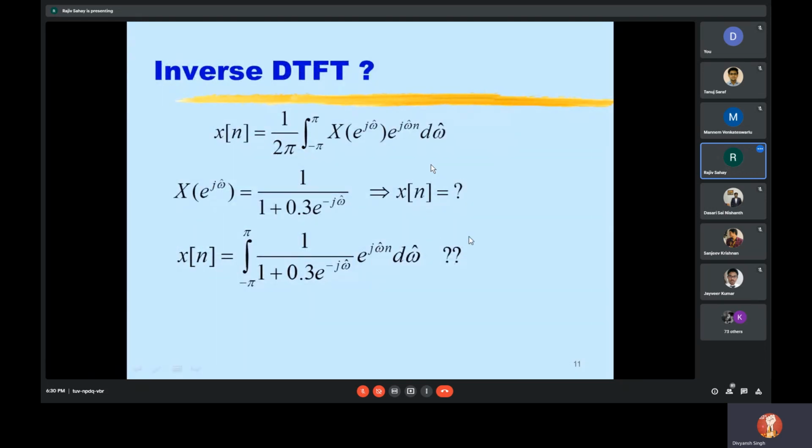So this is an exercise: how would you find the inverse DTFT? You can use this formula and you will find that this is 0.3 to the power n u[n].